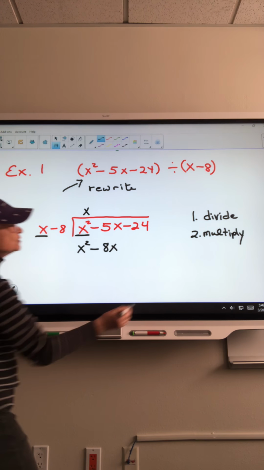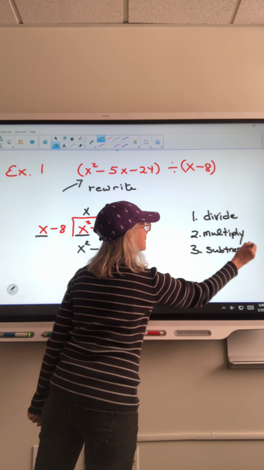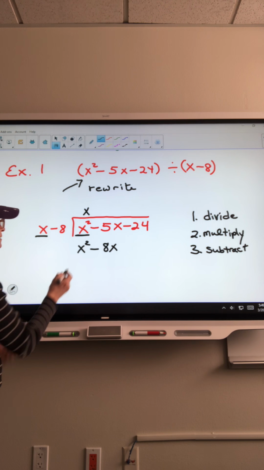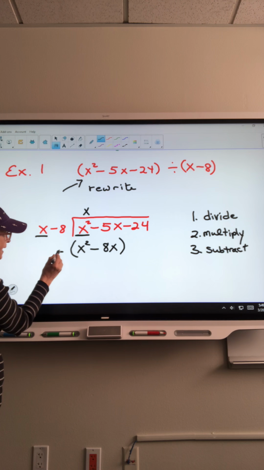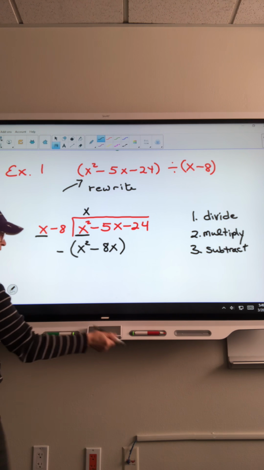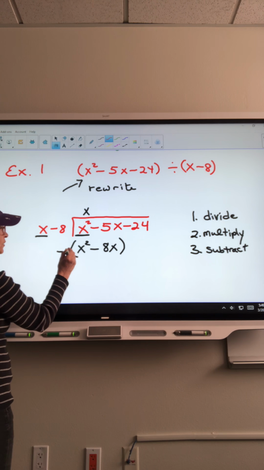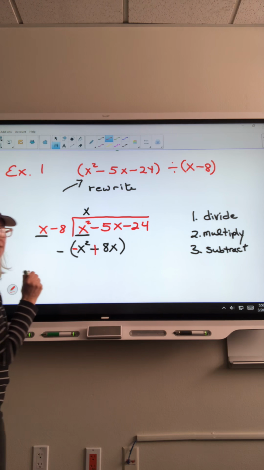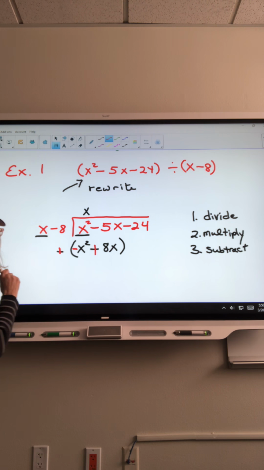Okay? Then the third step is to subtract. Now this is probably the trickiest part. When you're subtracting, you have to be subtracting both of those terms. So you're actually distributing this negative to both terms inside the parenthesis that I just wrote. So this is really a negative x squared, and this is really going to be a positive 8x. And then you're following your rules for addition. So if you wanted to, you could make that a plus sign.